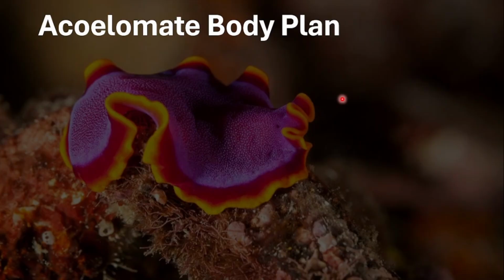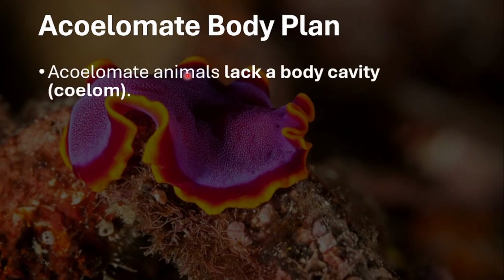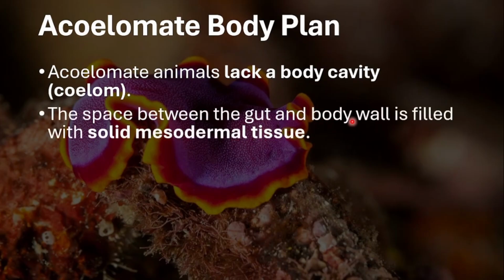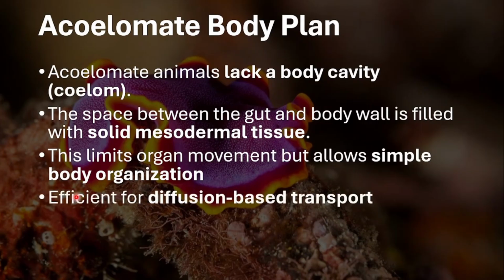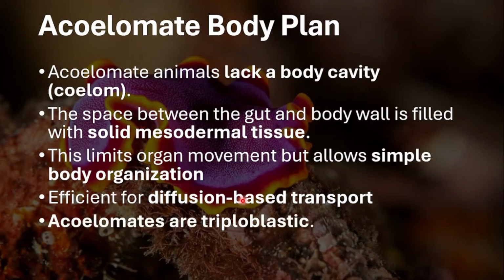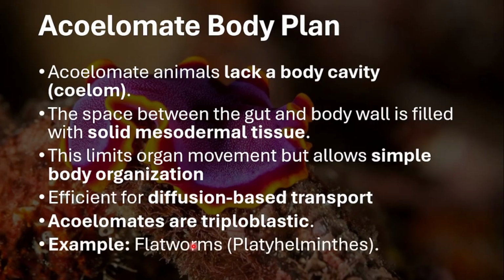Now, let's talk about acoelomate body plan and coelomate body plan. So what do you mean by acoelomate body plan? Well, acoelomate animals lack a body cavity called the coelom. So acoelomate, it is not going to have the coelom, right? The space between the gut and the body wall is filled with solid mesodermal tissue. This limits organ movement but allows simple body organization, efficient for diffusion-based transport. Acoelomates are triploblastic. So coelomates and acoelomates are going to be triploblastic. Examples are going to be flatworms.